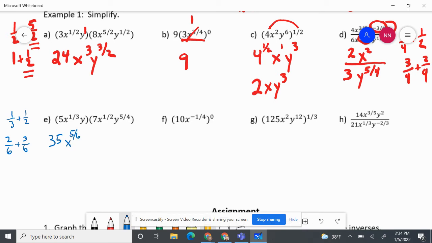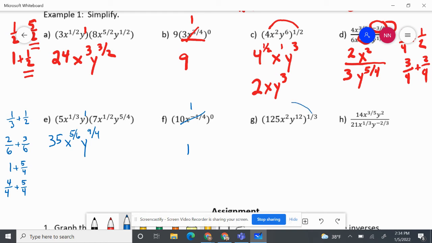5/6. This is a 1, this is a 5/4, so that would be 1 plus 5/4. Need a common denominator, so that would be 4/4 plus 5/4, which is 9/4. Anything to the 0 power is 1, so my answer is 1.